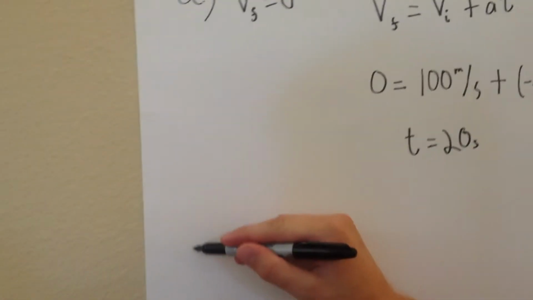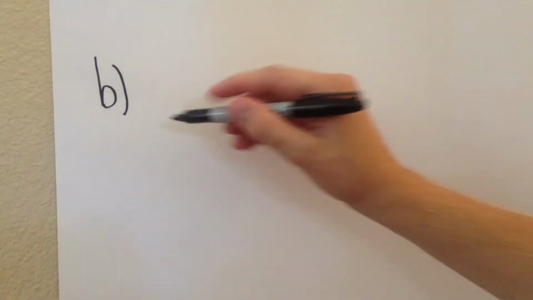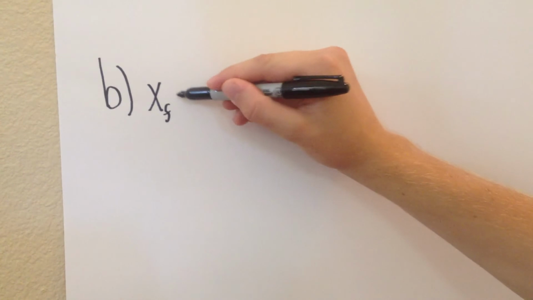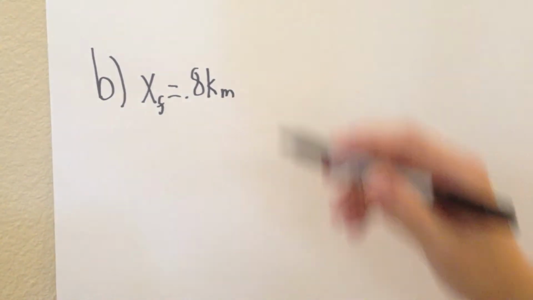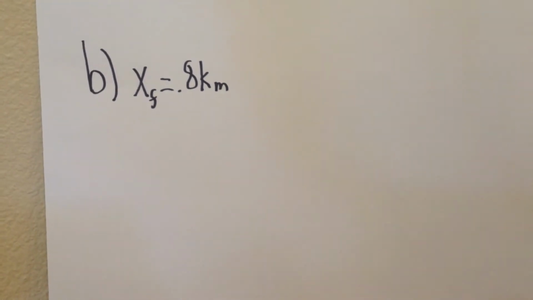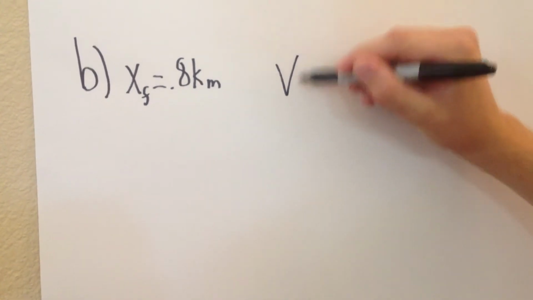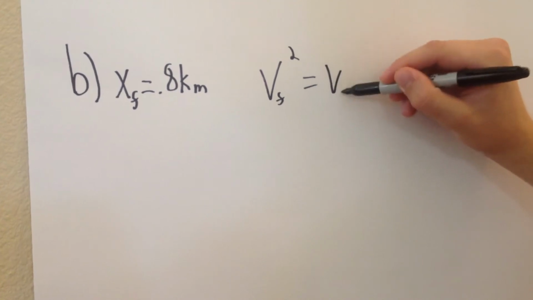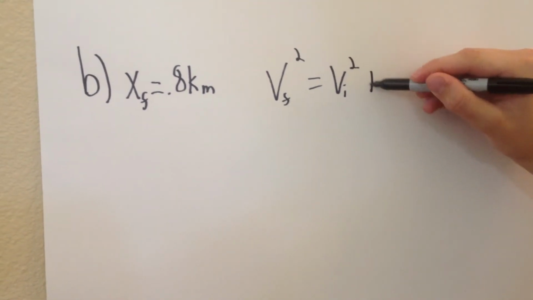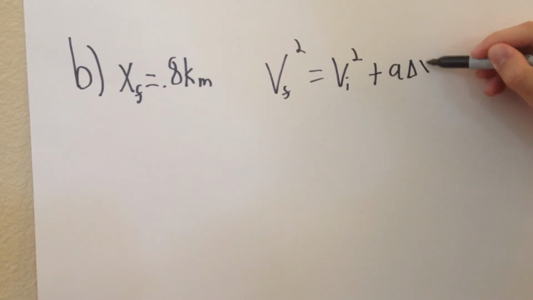Now in section B, they want to know if a 0.8 kilometer runway is going to stop the plane, or going to be enough distance to stop the plane. For this, we'll use the equation V final squared is equal to V initial squared plus A delta x.